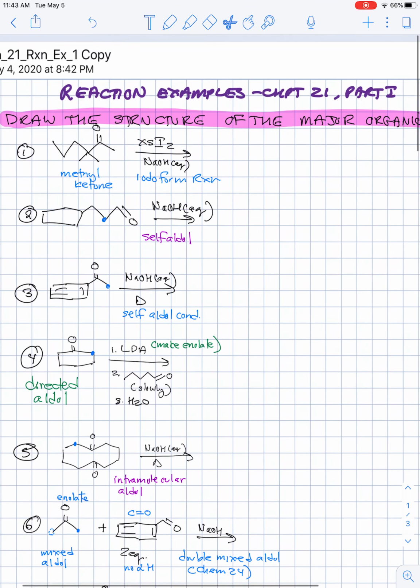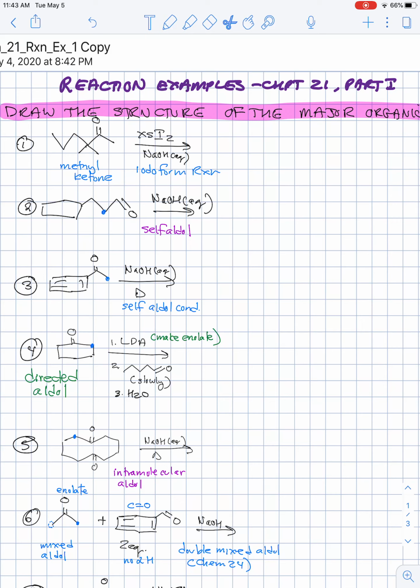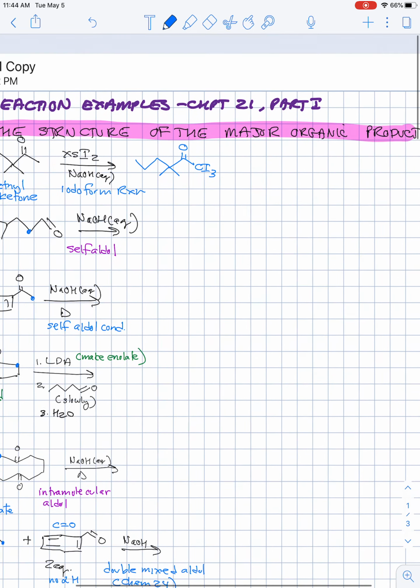So in the first one, we have what's called a methyl ketone, although technically this will work for any ketone with alpha hydrogens, although it does work best for methyl ketones. And that just means it has a methyl group on one side of the carbonyl. And in this haloform, or more specifically iodoform reaction, the first thing that happens is that all three of the alpha hydrogens, in this case, get replaced by iodine.